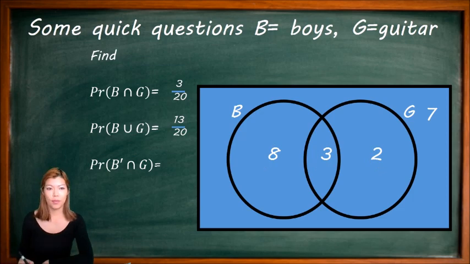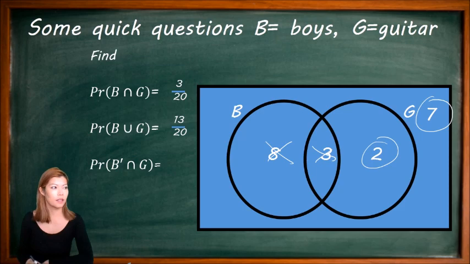So now we're going to look at the probability of not B. So not B means we can't have this, or complement B. Complement B means this and this, intersect G. Now G is guitar, which is here. So the intersect is this number here, 2 out of the total, which is 20.